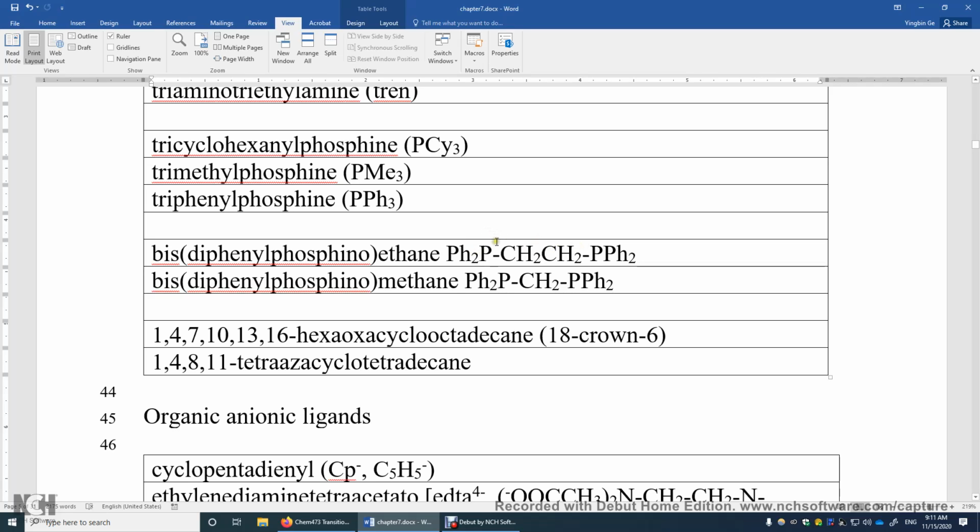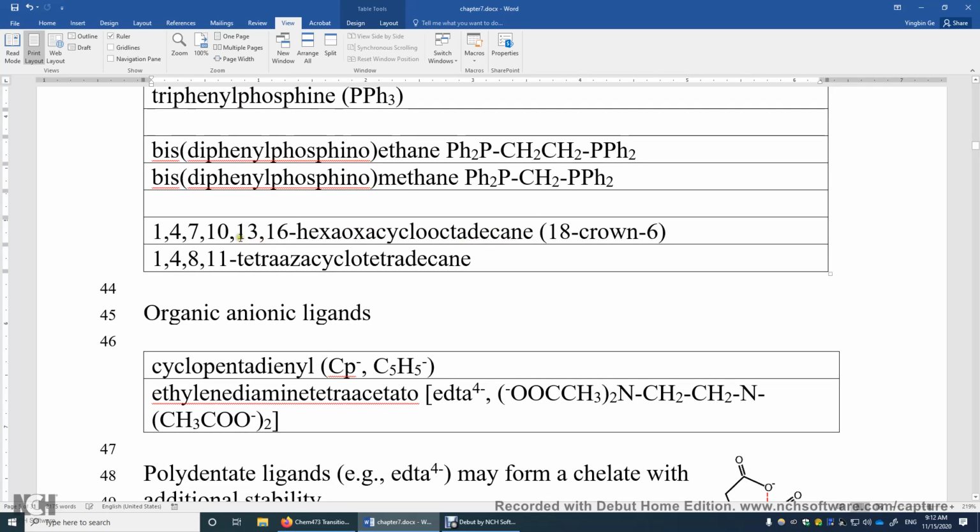So over here we say this is a bis. There are two such ligands here. So bis(diphenylphosphino)ethane. And this is bis(diphenylphosphino)methane. This is a really long name here. I would just say 18-crown-6. That means this is an 18-member ring with 6 carbon atoms being replaced with 6 oxygen atoms.